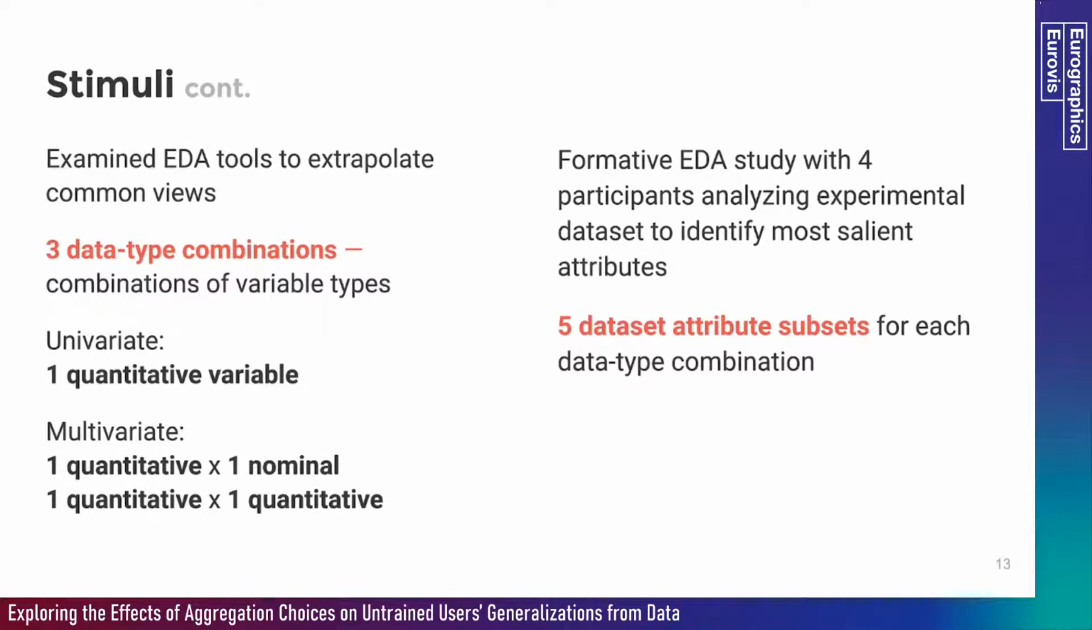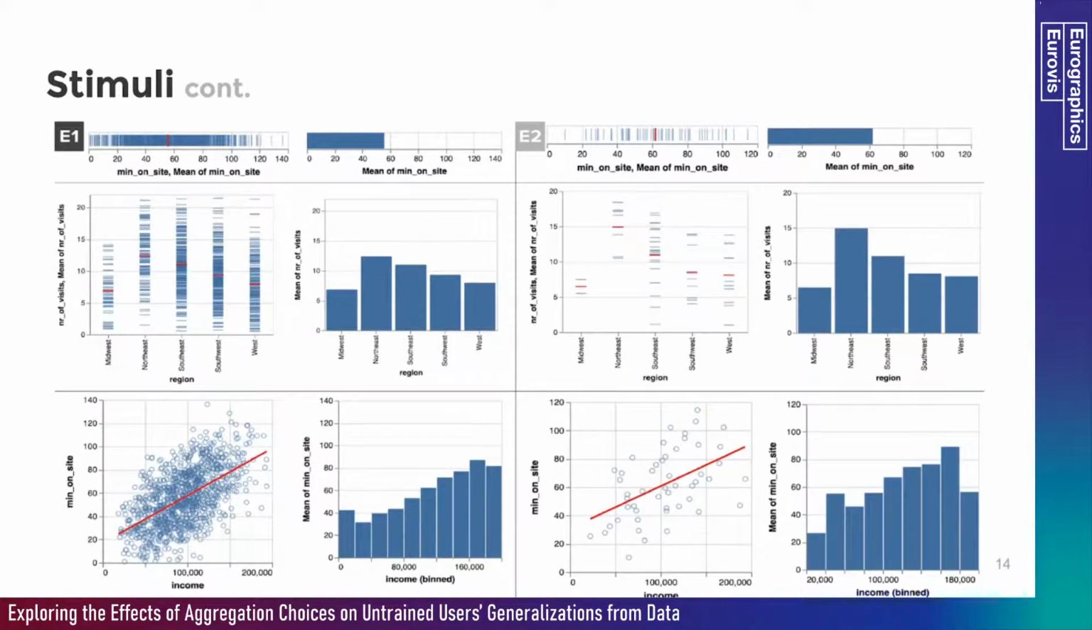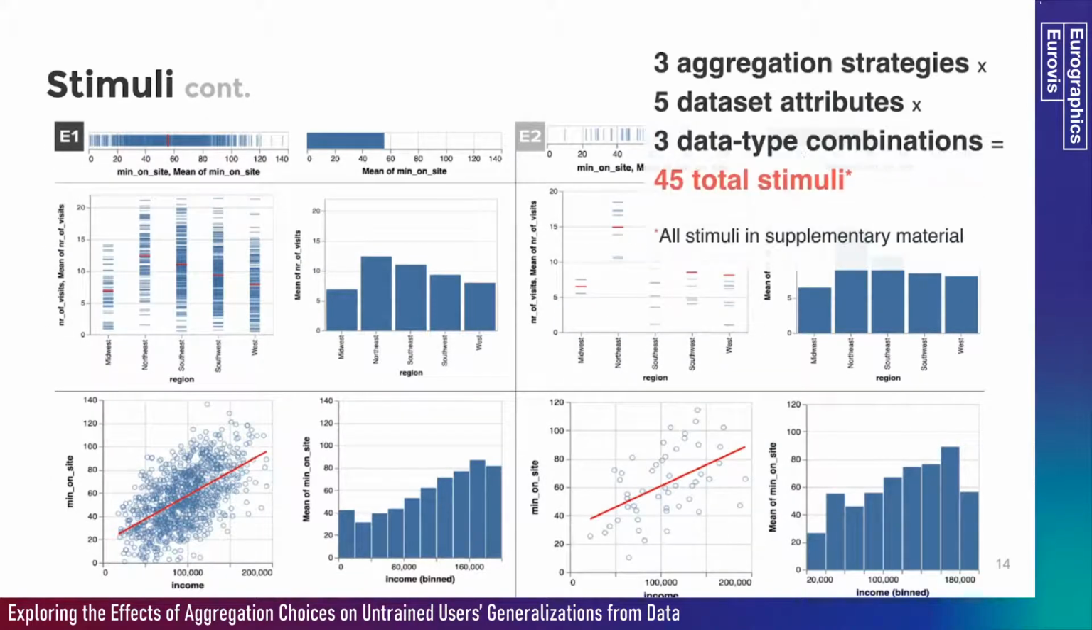Additionally, we chose 5 dataset attribute subsets for each data type combination based on what views participants had created in a pilot study that we conducted. We used Voyager 2 to generate stimuli, some of which are shown here. In total, we had 45 stimuli, from which we randomly selected 15 for each participant, 1 for each trial.